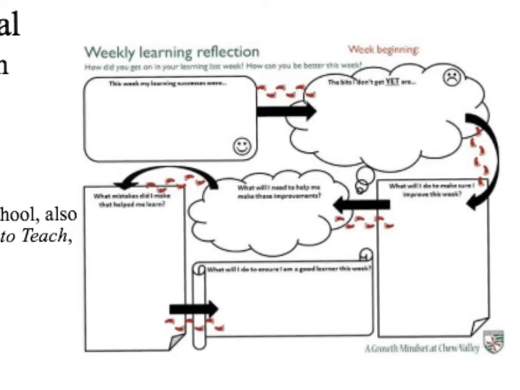This week my learning achievements were: the things I don't get yet are: what will I do to make sure I improve this week? What will I need to help me make these improvements? What mistakes did I make that helped me to learn? What will I do to ensure I'm a good learner this week? Some really great metacognitive prompts there to assist the students with their learning logs.